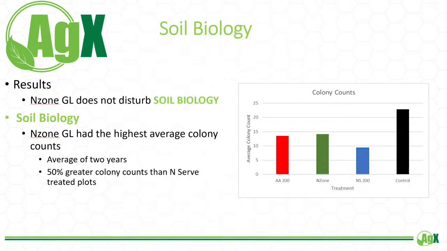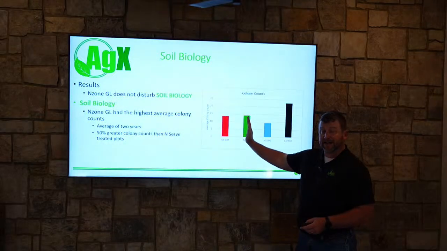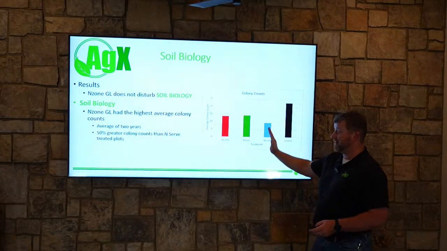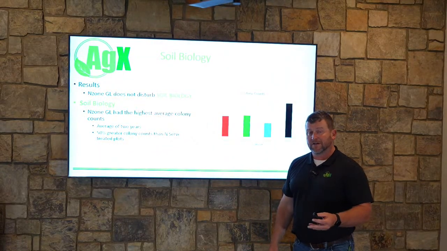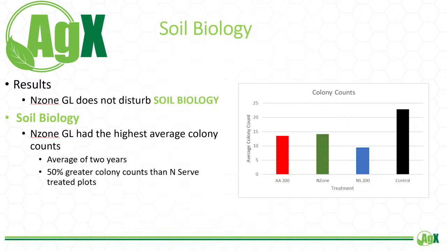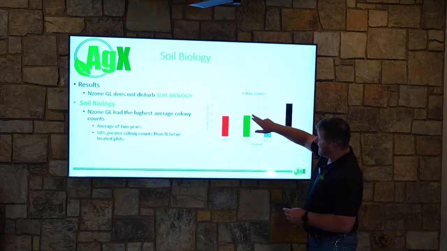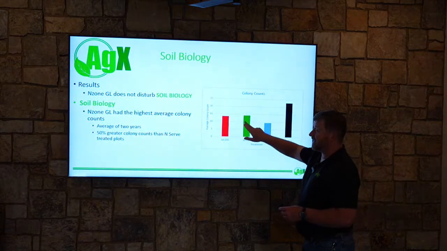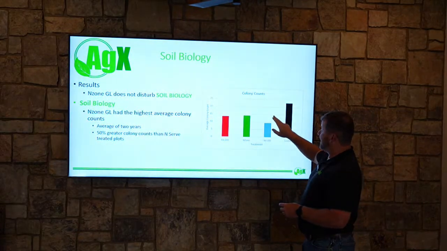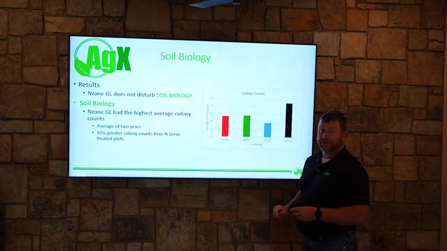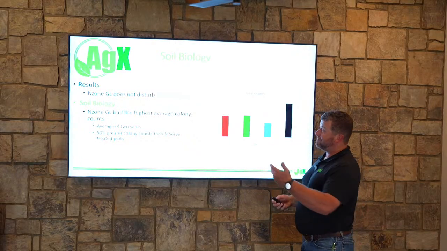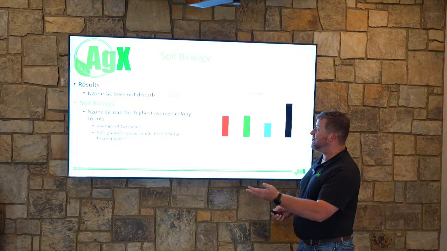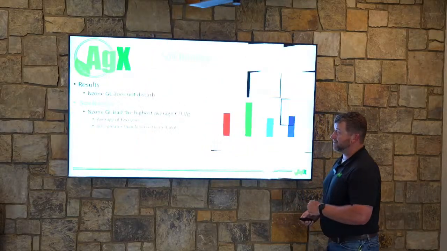What we noticed when we compared our product added to anhydrous to our competitor is that our colony counts were 50% greater. Remember, colony counts give us the idea of what we are seeing with our dilution factor on the petri dishes. But the takeaway is we were 50% higher on our colony counts than with anhydrous treated with our competitor. So a really cool statement when we think about our XN technology: we're not disturbing soil microbiology.